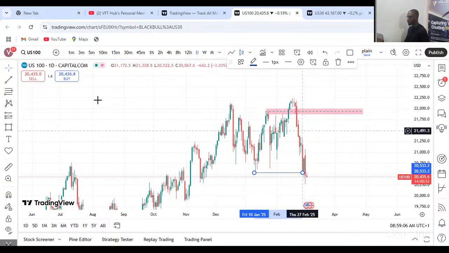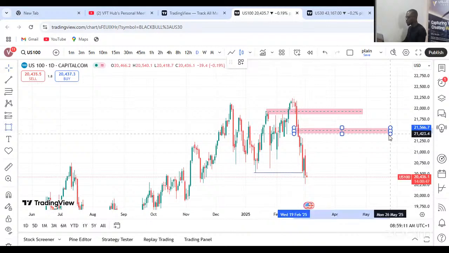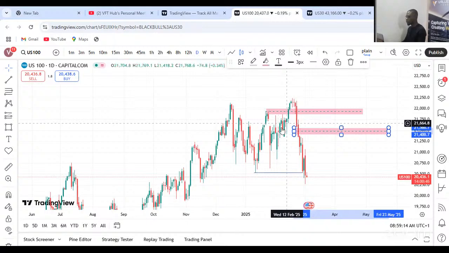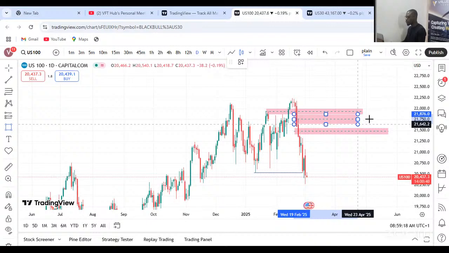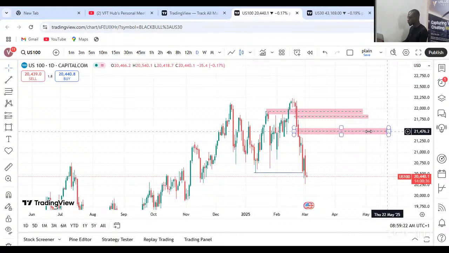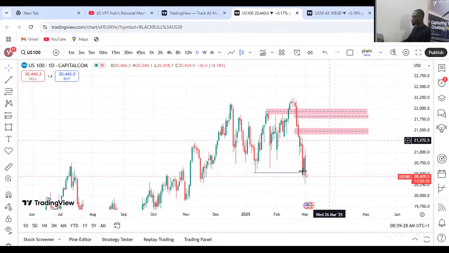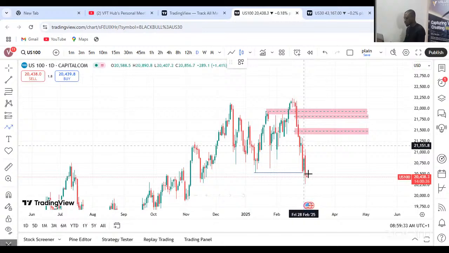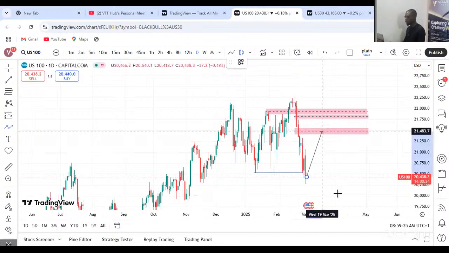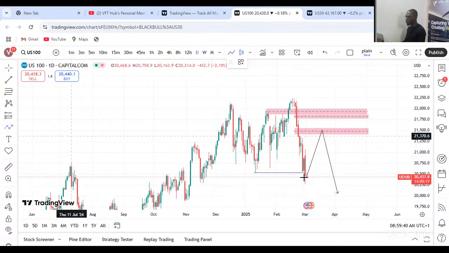We have two fair value gaps here. I want to see something interesting around this zone. We have a fair value gap here, and we have another fair value gap just above, right? So I want to see price retest somewhere around this level, and we start seeing that push to the downside again, somewhere around there, for it to go down. Or the second one is price coming all the way up to this zone.